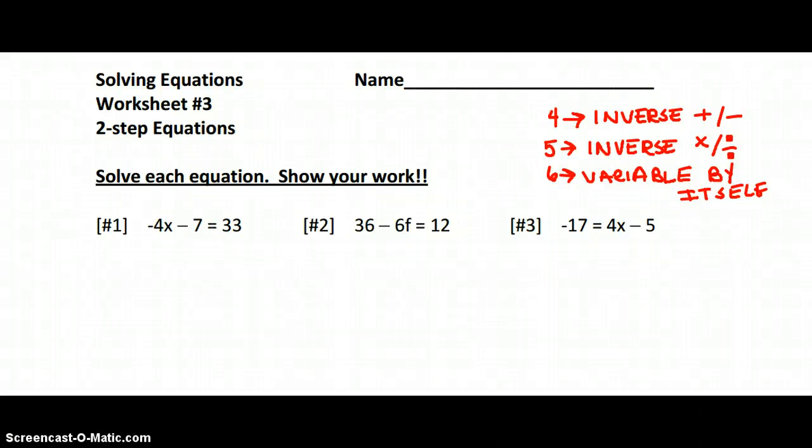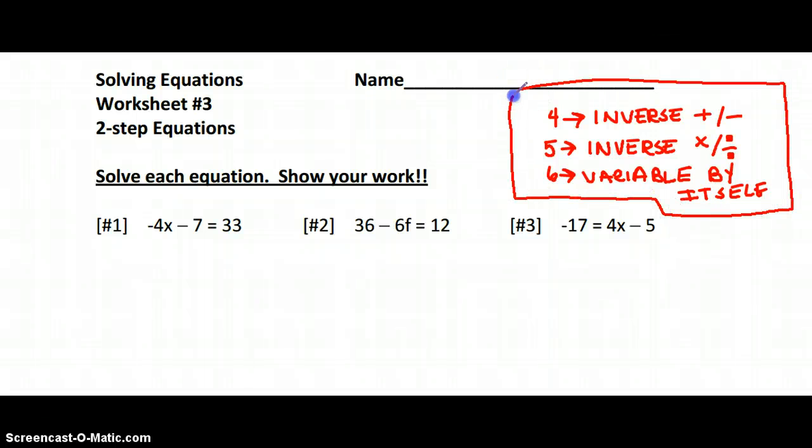Solving equations, worksheet number 3, two-step equations. Solve each equation, show your work. Let's look over here at what I have written in red. This is from your process chart, your blue chart you have. We're concentrating on steps 4, 5, and 6.